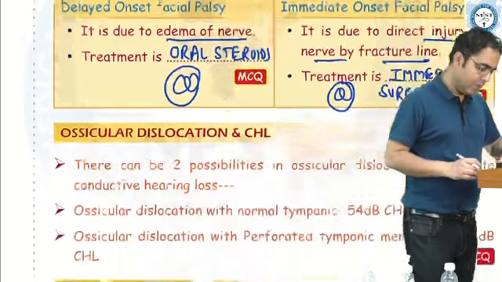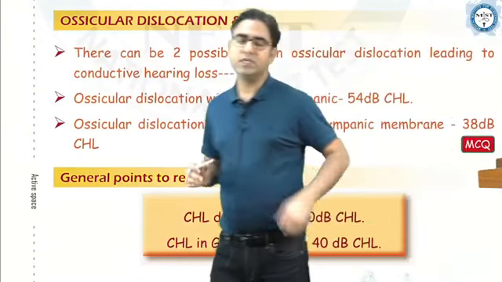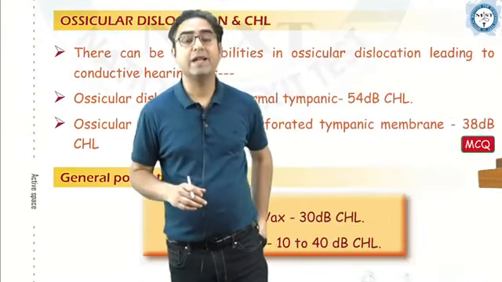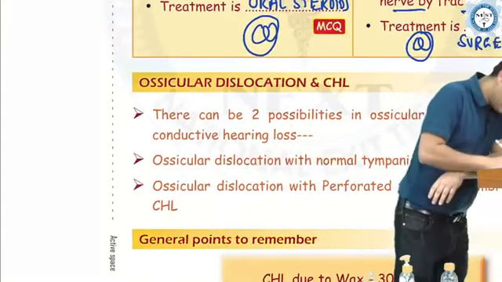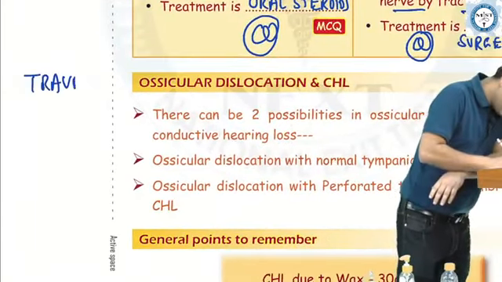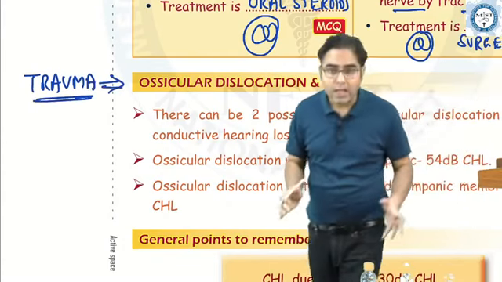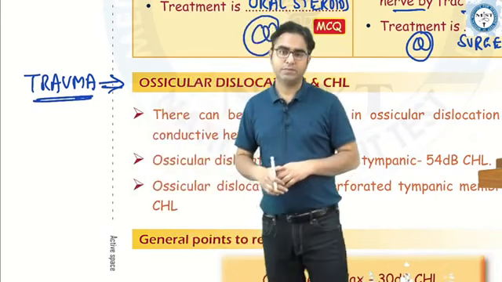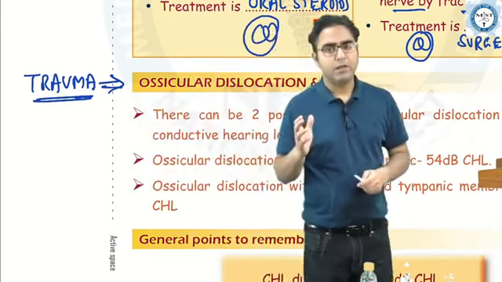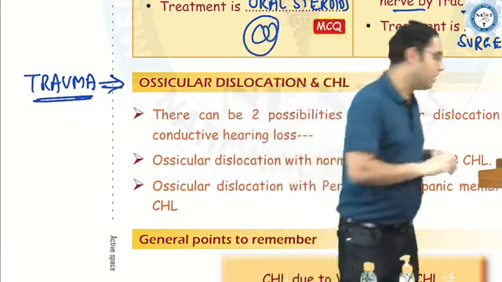Okay. Now, next. Ossicular dislocation and conductive hearing loss. Beta. Okay, beta. Put an arrow just on the side. Trauma can lead to ossicular dislocation. Trauma can lead to ossicular dislocation and conductive hearing loss. Beta. Look at me, beta. Look at me. Somebody had an accident, fell down, and the ossicle got dislocated.